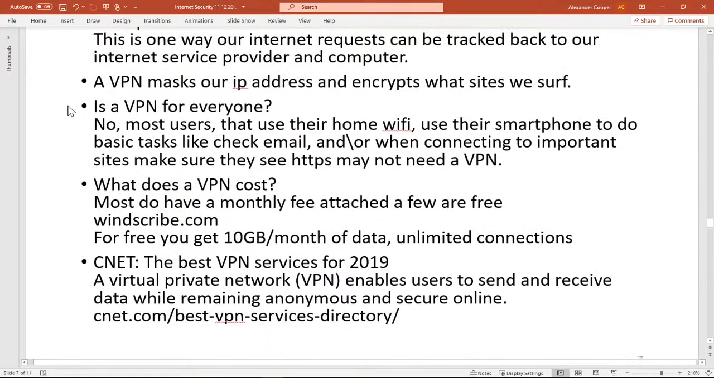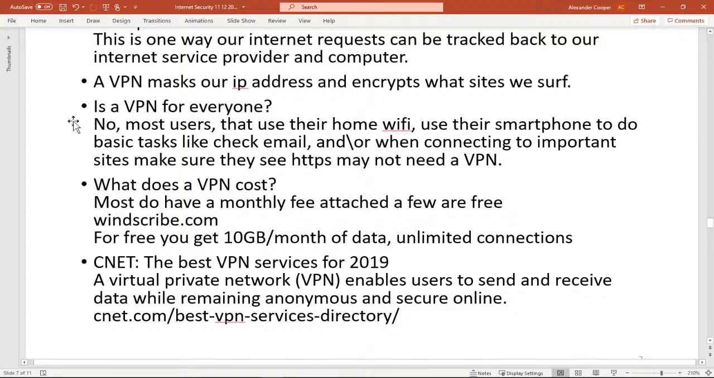Now, here comes the question that I get asked a lot. Is a VPN for everyone? No. Most users that use their home Wi-Fi, use their smartphone to do basic tasks like check email, or when connecting to important websites make sure they see the HTTPS, may not need a VPN ever, okay? So if you've got your emails and everything on your cell phone, you're probably perfectly fine. It's just unencrypted information if you're sharing a Wi-Fi connection with someone else. But as long as it was using HTTPS, like a login password type, then you should be fine.